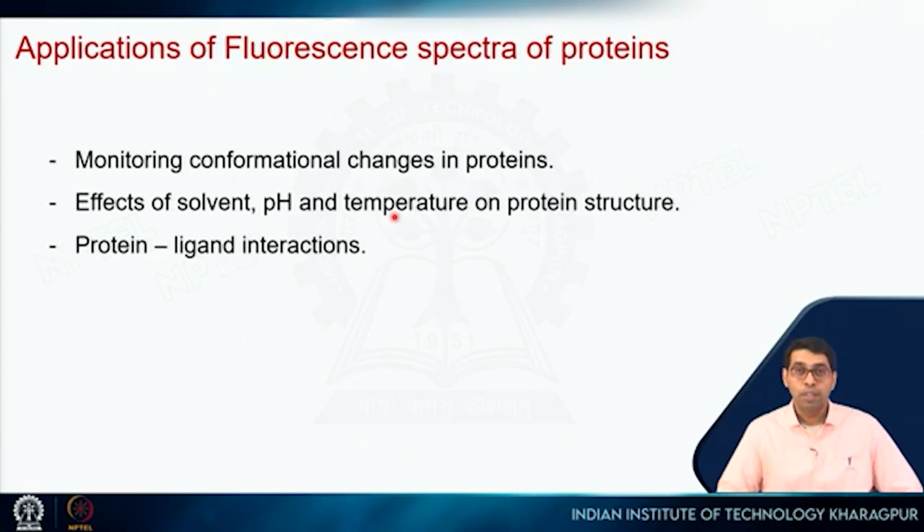So a tryptophan side chain which was buried because it is hydrophobic now gets exposed to the solvent and its fluorescence changes. Similarly, we can look at protein ligand interaction. If there is a tryptophan or a tyrosine on the binding interface, which is typically the case, then its fluorescence will change depending on whether the protein is free or it is bound to a ligand.